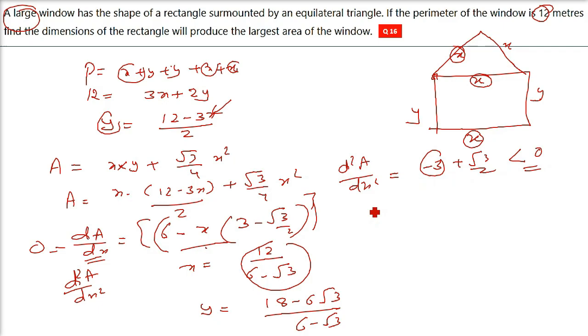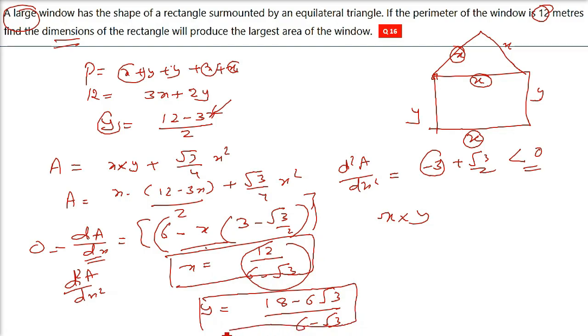And what will be the area? Because we are being asked only for the dimensions, we don't worry about the area, since the question is only asking about the dimensions. But there are questions which will ask about the dimension, the area or the perimeter, etc. We can just multiply x into y plus root 3 by 4 x squared, like that.